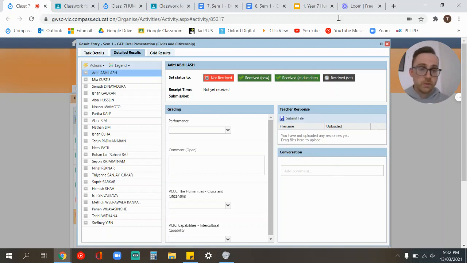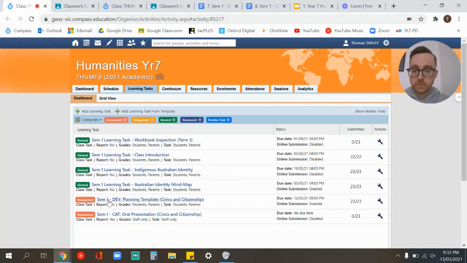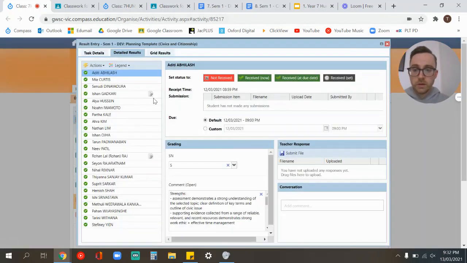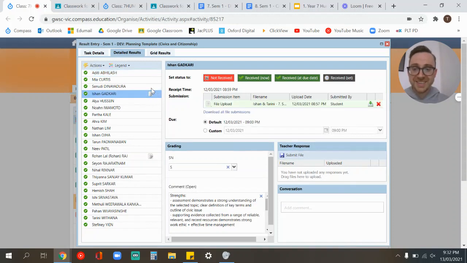And then if I look at my dev task for an example, you can see that Ashan, sorry for adding you, mate, for the entire school, but Ashan has submitted his file there, and I can access that. It's a PDF file, so I can read it. So that's good to see.